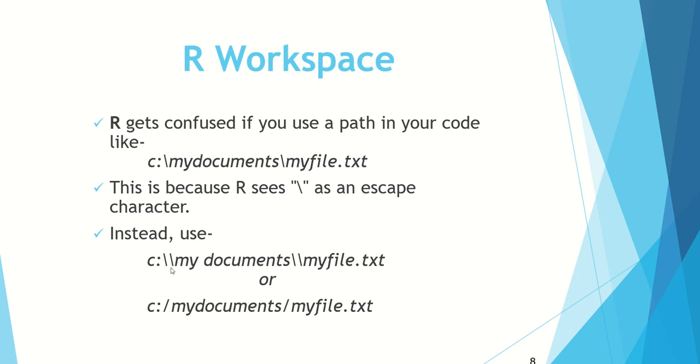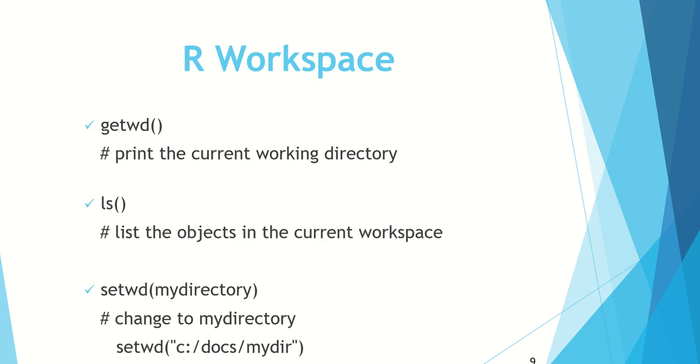So to set a path, we generally have to use a double slash or a forward slash, so that it will identify it as a path, not the escape character. That is something we need to take care of. Then, these are the different commands which we can use to find the current working directory. getwd, get working directory, is the command. It tells us the current working directory.